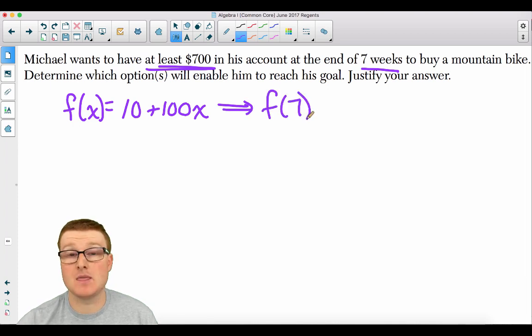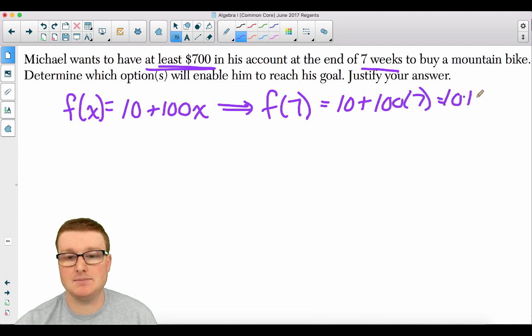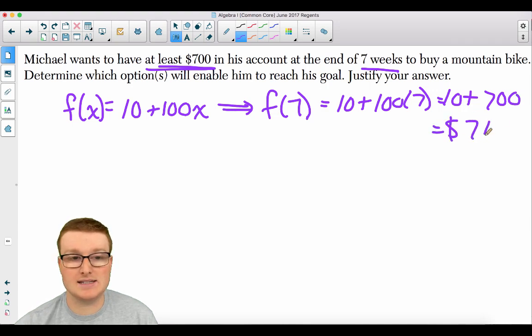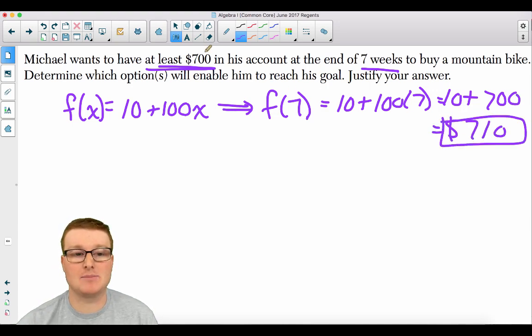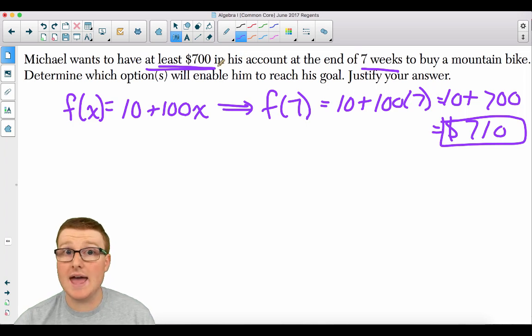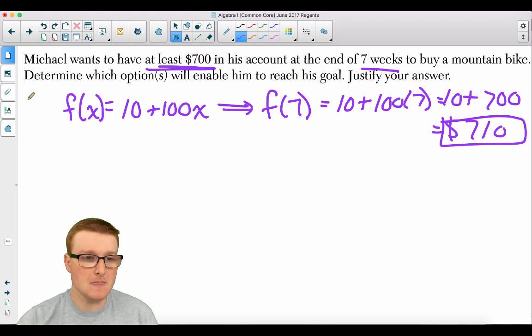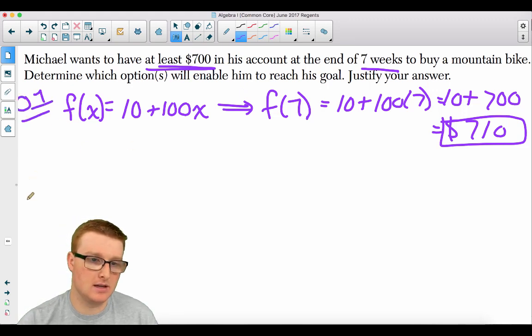F of 7, we're going to take the 7, we're going to plug in for x. So we get 10 plus 100 times 7, okay? That's 10 plus 7 times 100 is 700. He will get $710 from option 1. So he's okay. He has $710. He has $10 left over to buy his mountain bike. All right, so that's option 1.